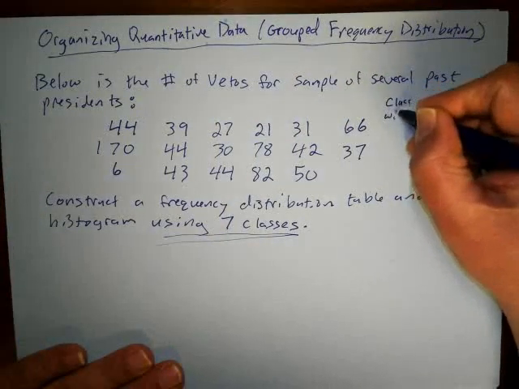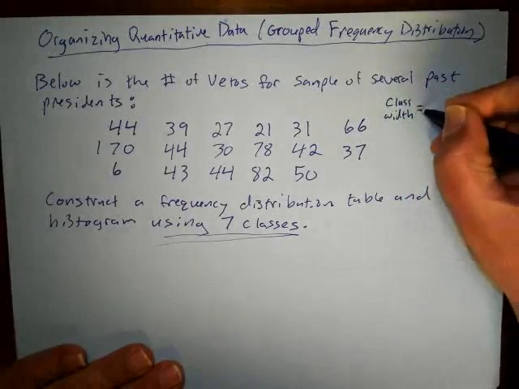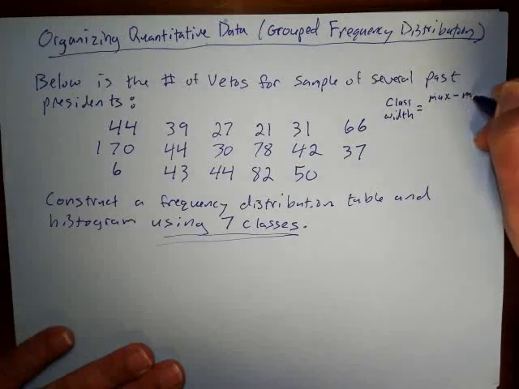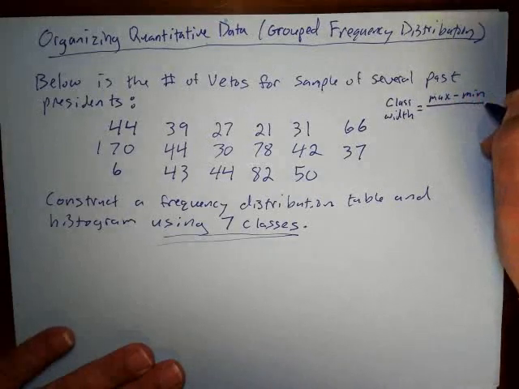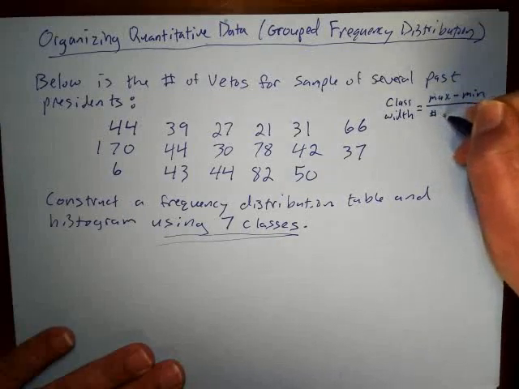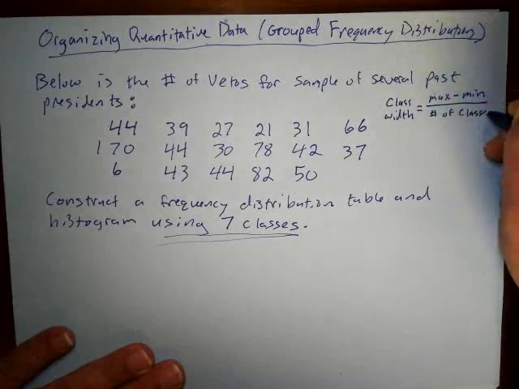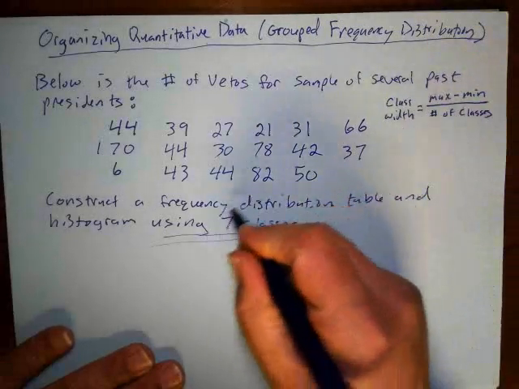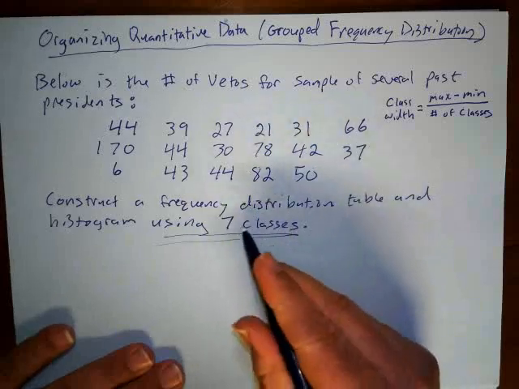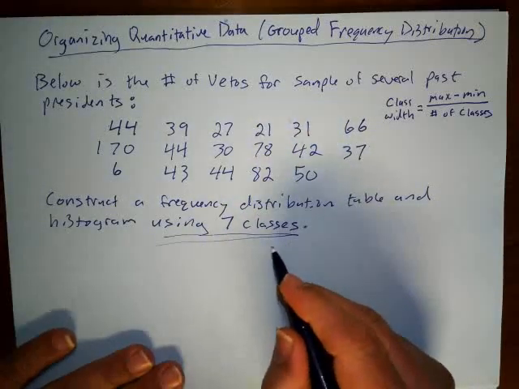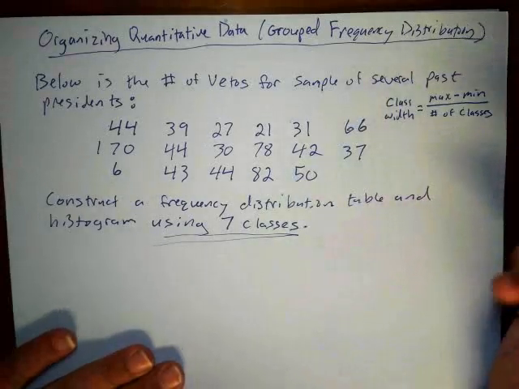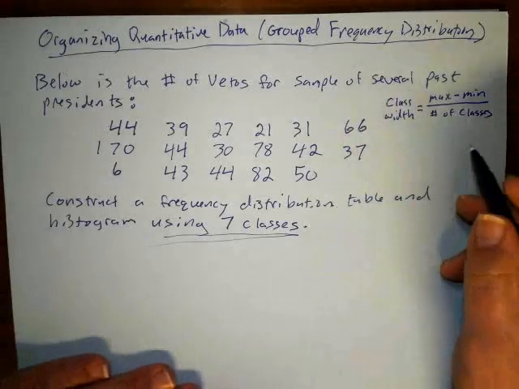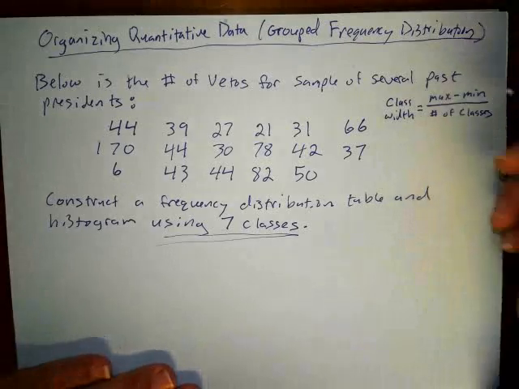So class width, okay, this is equal to the maximum value in the data set minus the minimum value in the data set divided by number of classes. Okay, so by number of classes here, I mean this number that I'm going to give you. So in real life, you would decide how many classes you wanted to use. Okay, but for the problems you're going to be given here, I'm going to tell you how many classes to use. And you're going to put it into this formula.